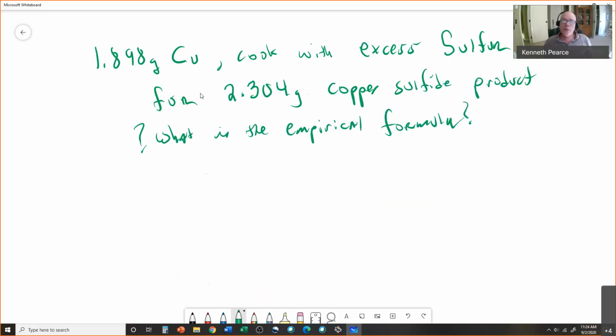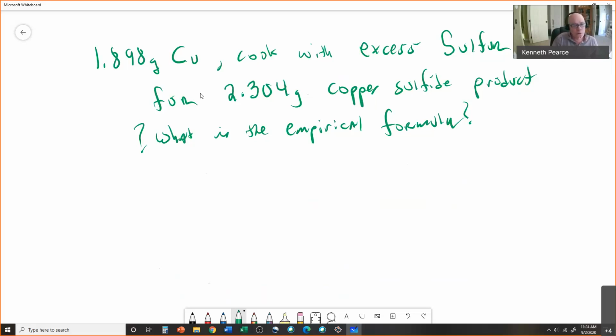How would we go about doing that? Well, here's the thing. You have to take advantage of what's called the law of conservation of mass. Now, I know how many grams of copper I have, so I can know how many moles I have. So I can get that very easily. The question is, how many moles of sulfur do you have? And where do you get that?